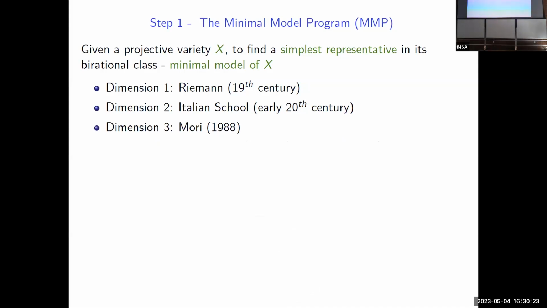Now, in dimension 3, you'll see the situation is much more complicated, and a lot of people, of course, worked on this, but the program was finally completed by Mori in 1988, and actually that would have been the Fields Medal in 1990. And then more recently, in dimension at least 4, a big chunk of the program has been proved by Birkar, Cascini, Hacon, McKernan. So the full minimal model program is not known in dimension greater or equal to 4, but we know enough to produce minimal models in most important situations.